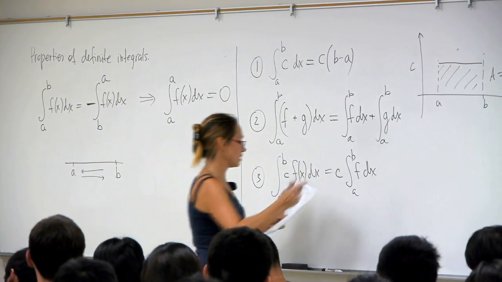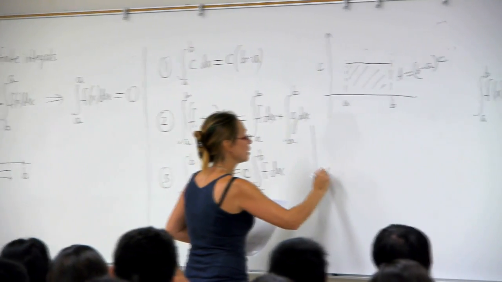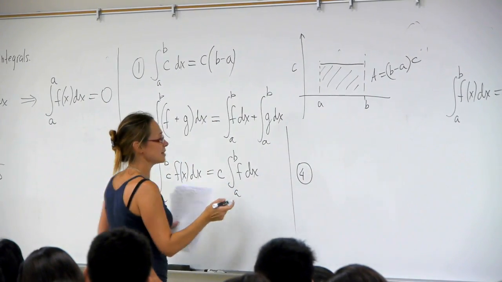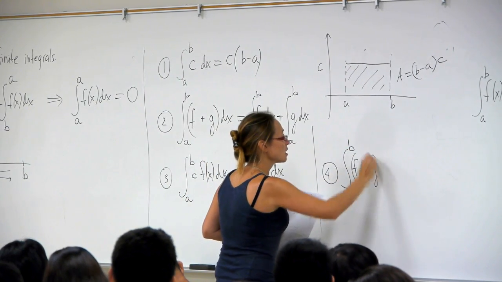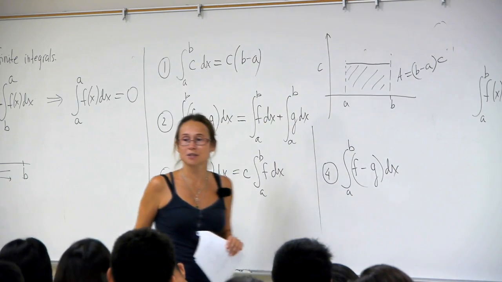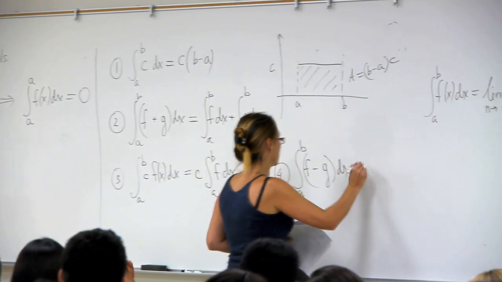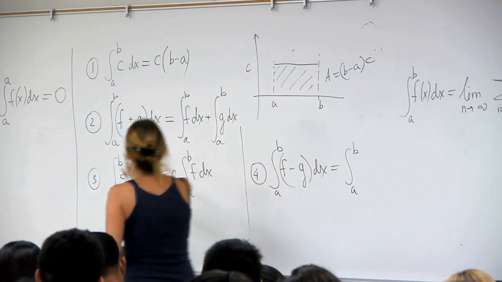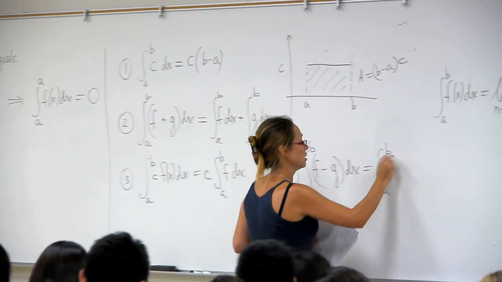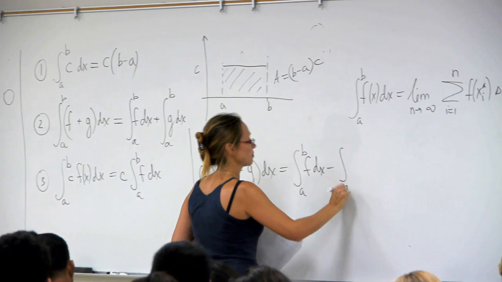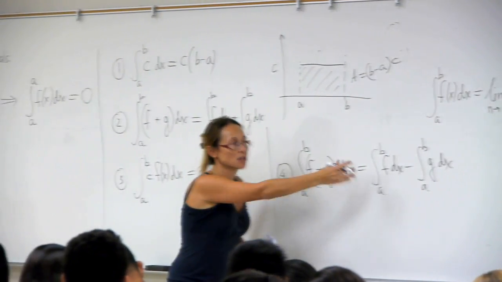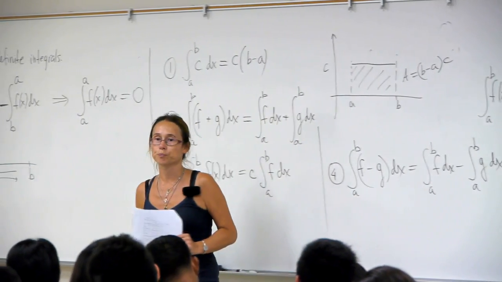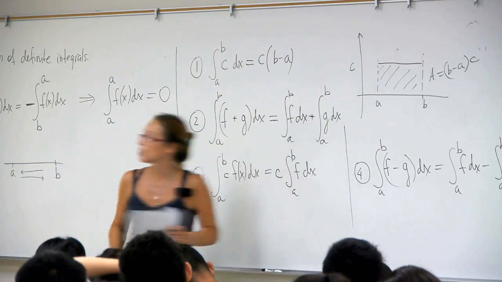Okay, and finally, property number 4. I'm not sure why it's listed as a separate property in the book, but it's the integral of a difference between two functions. It actually follows from properties 2 and 3, but I write it down nonetheless. So the integral of a difference is the difference between the two integrals. And next we apply all these rules to calculate an example.